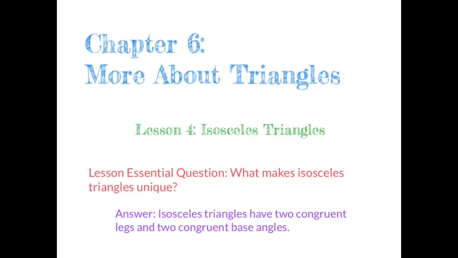So this concludes lesson 4 on isosceles triangles. What makes isosceles triangles unique is that isosceles triangles have 2 congruent legs and 2 congruent base angles. And we could even go as far as adding in the fact that the median, the altitude, perpendicular bisector, and angle bisector are all the same segment.